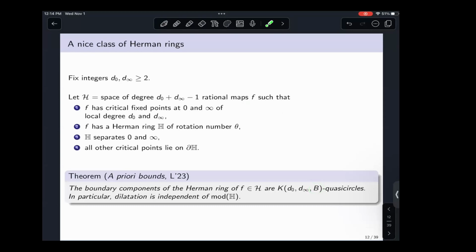Do you actually get examples where the modulus is arbitrarily small? Yeah. Yeah.